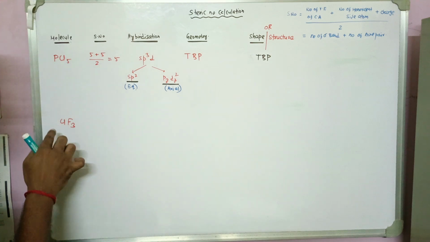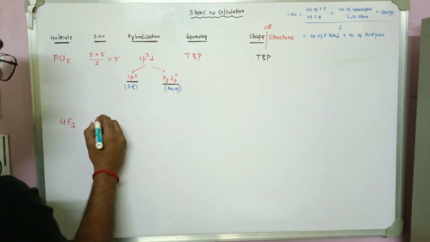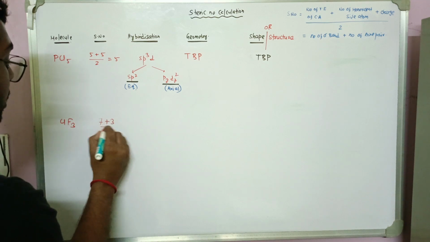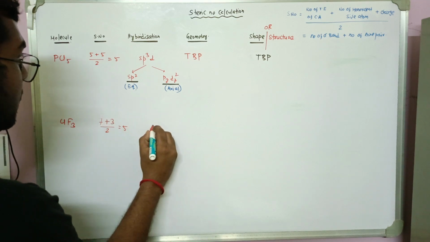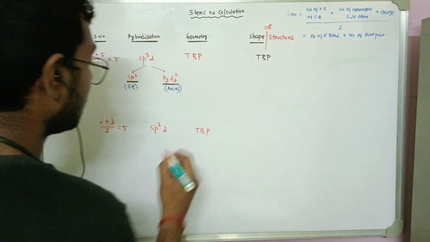So now let's discuss the ClF3 molecule. For steric number calculation, the valence electrons of Cl equal 7 plus the number of monovalent atoms, 3 fluorine, divided by 2, that is 5. That means the hybridization is sp3d, the geometry is TBP, but what about the shape?